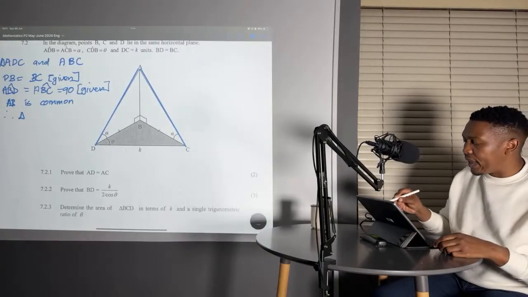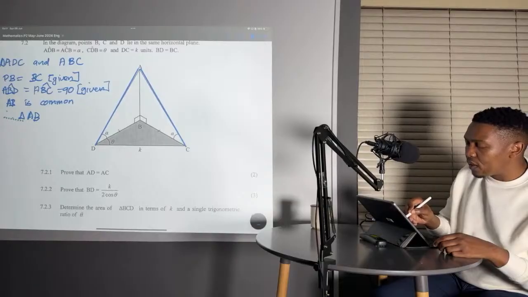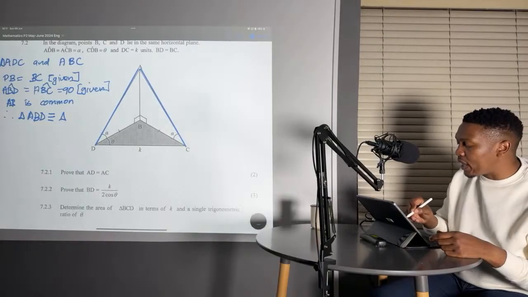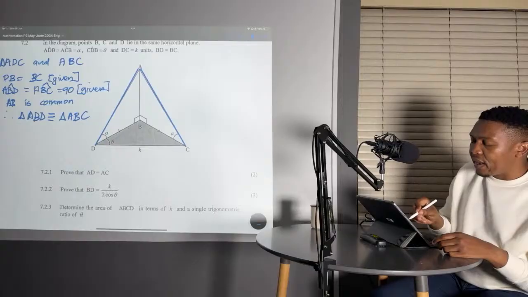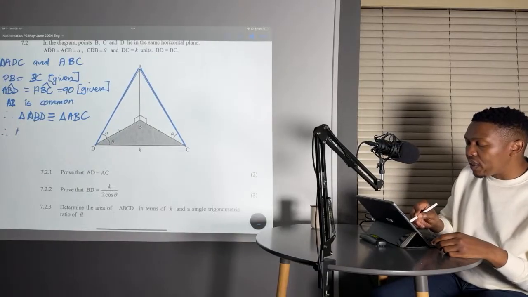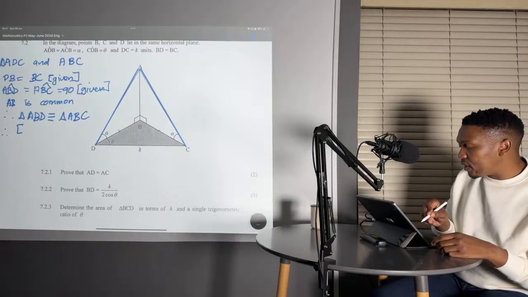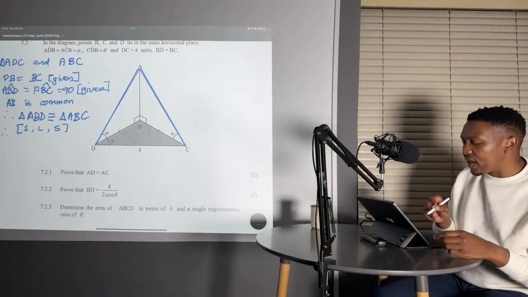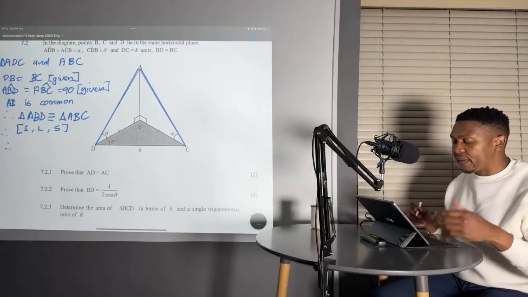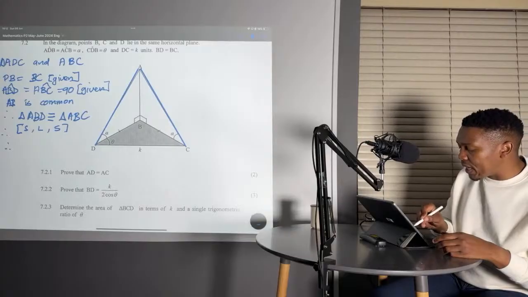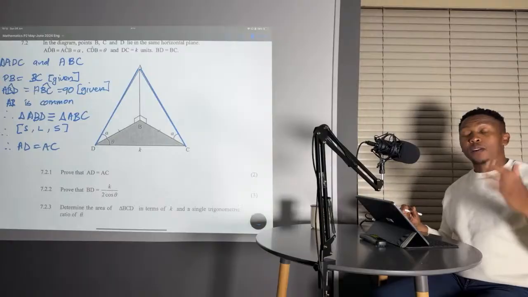Therefore, triangle ABD is not similar, in fact they are congruent, to triangle ABC. Because they are congruent triangles, it means that AD must be equal to AC. Oh, by the way, this would be side angle side, so in this case it simply means that AD should be equal to AC. All right, so we've proven them congruent.